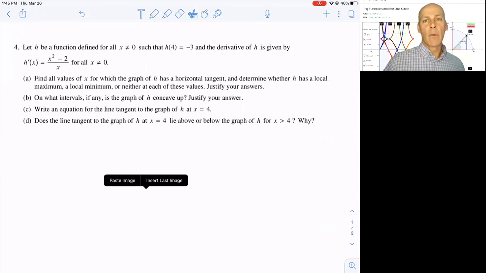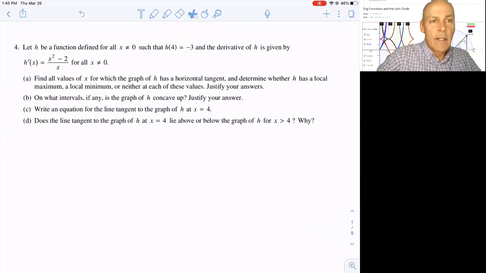Okay, so number 4, it's a no calculator problem, and it says let h be a function defined for all x not equal to 0, such that h at 4 equals -3, and the derivative of h is given by h prime at x is equal to x squared minus 2 over x for all x not equal to 0. Okay, and then we're asked to do 4 things.